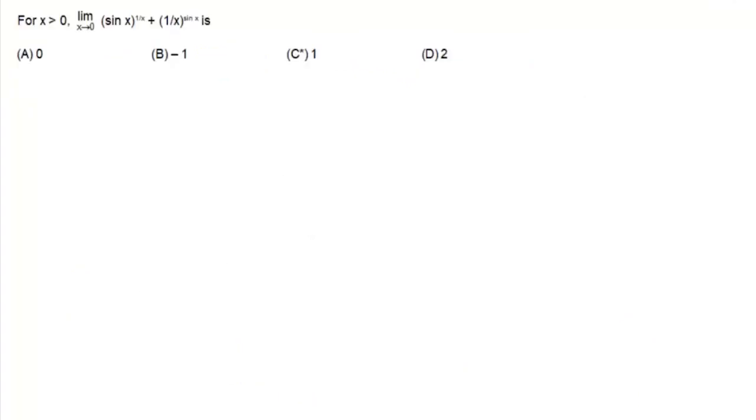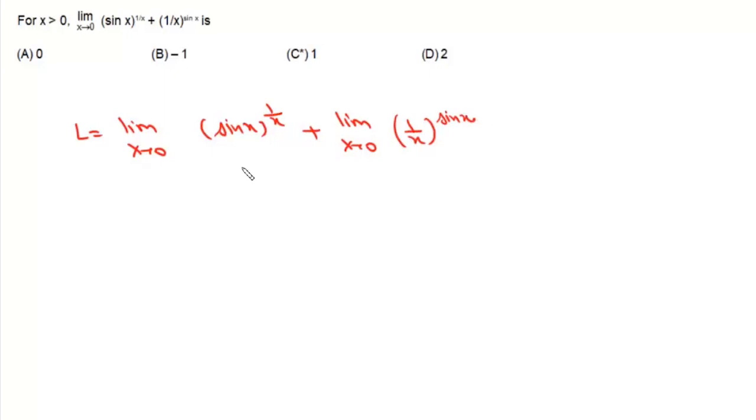Now the question is, we need to find this limit when x tends to 0. So let L be the limit x tends to 0 of sin x to the power 1 by x, plus the limit x tends to 0 of 1 by x to the power sin x. Now this is 0 to the power infinite form, and this is infinity to the power 0 form. Basically 0 to the power infinite is not an indeterminate form.